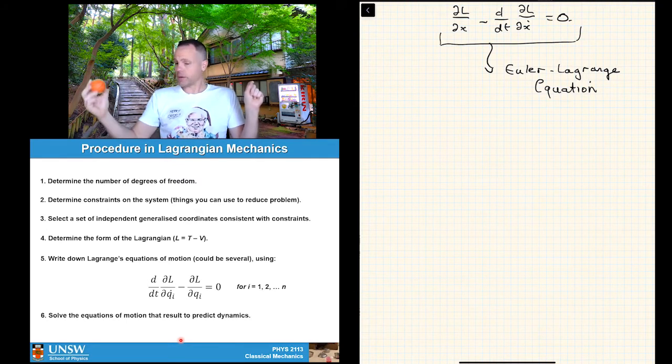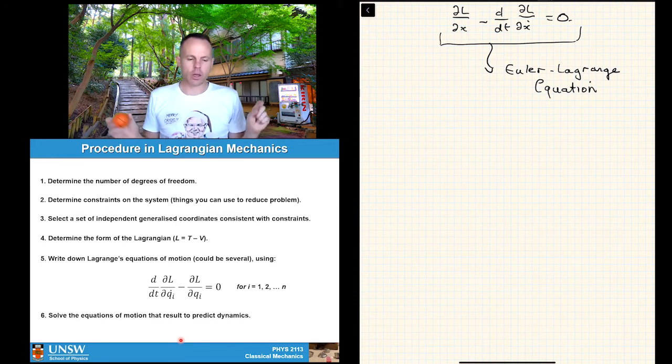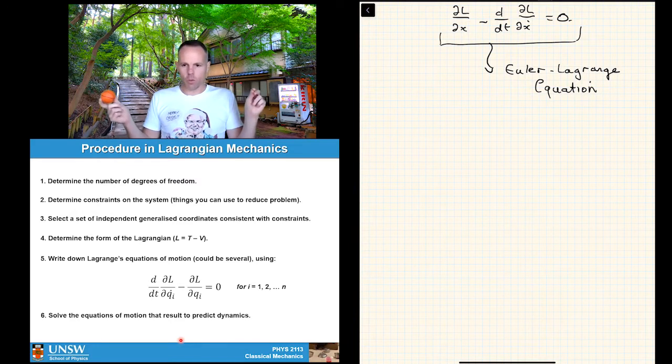So you've got an x direction and a y direction. And so what you would have is one Lagrange equation that's d/dt of dL/dx dot minus dL/dx equals 0. And you would have one connected to y. So you've got two separate equations, d/dt of dL/dy dot minus dL/dy equals 0, okay? And so you take those two equations, you solve what comes out of them, and you use that to predict the dynamics, okay?